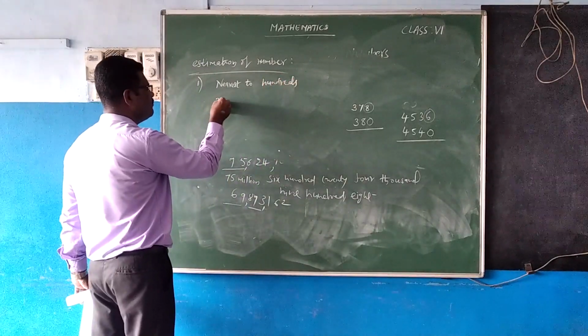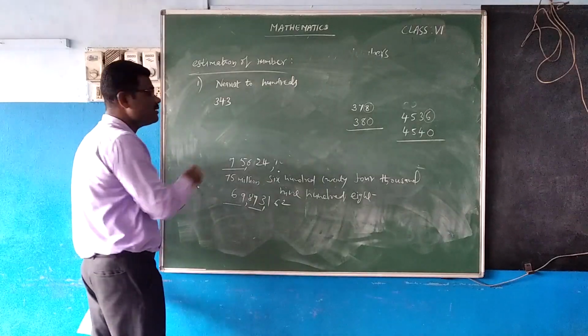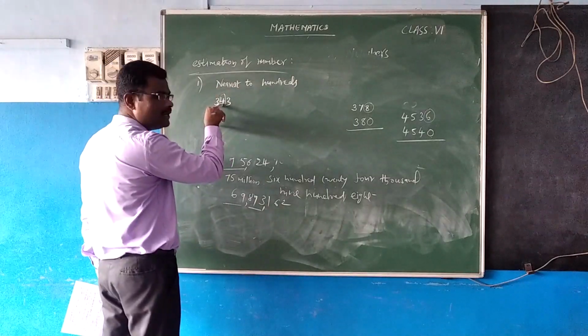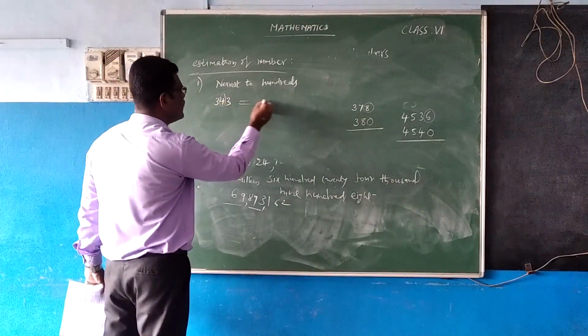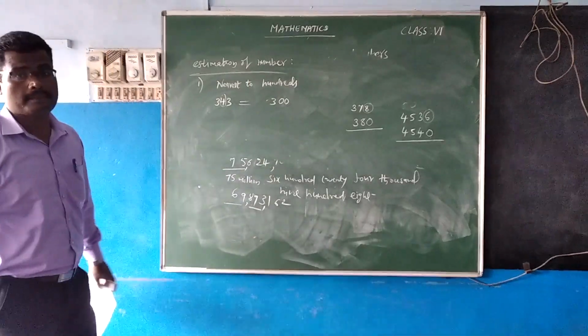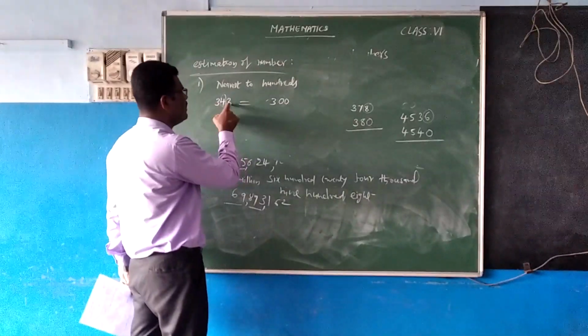For example, 343. Nearest hundred means you will look at this digit. This is less than 5. So you make these two as 0 and keep this as it is. Clear? This is less than 5, isn't it?